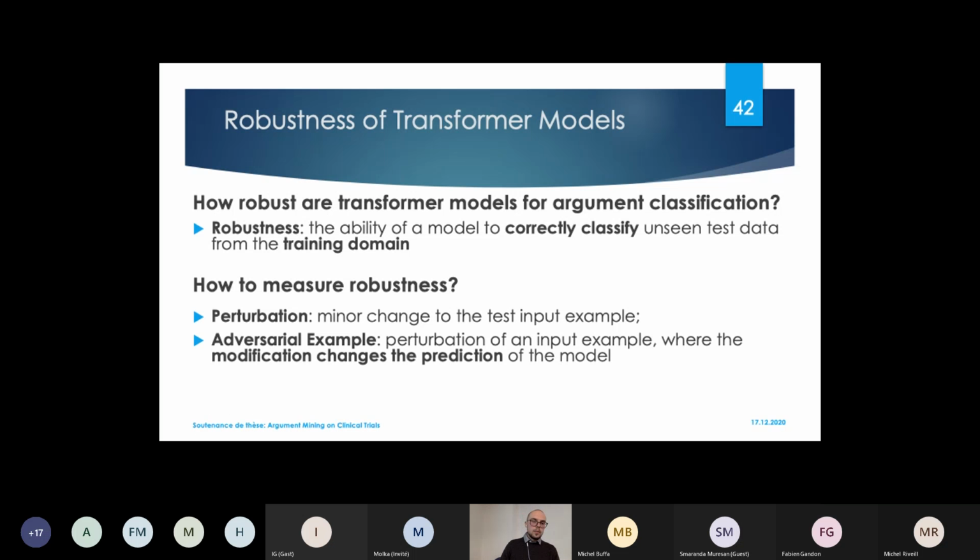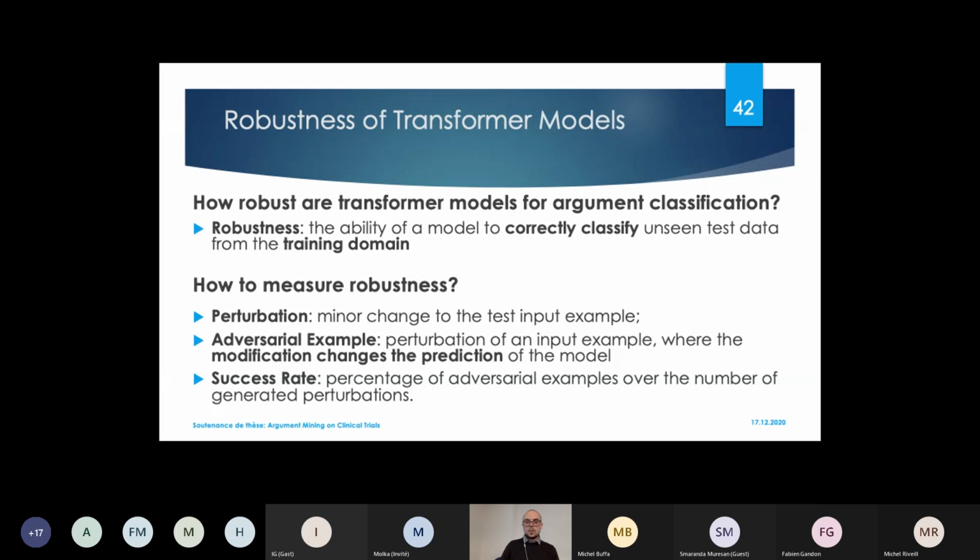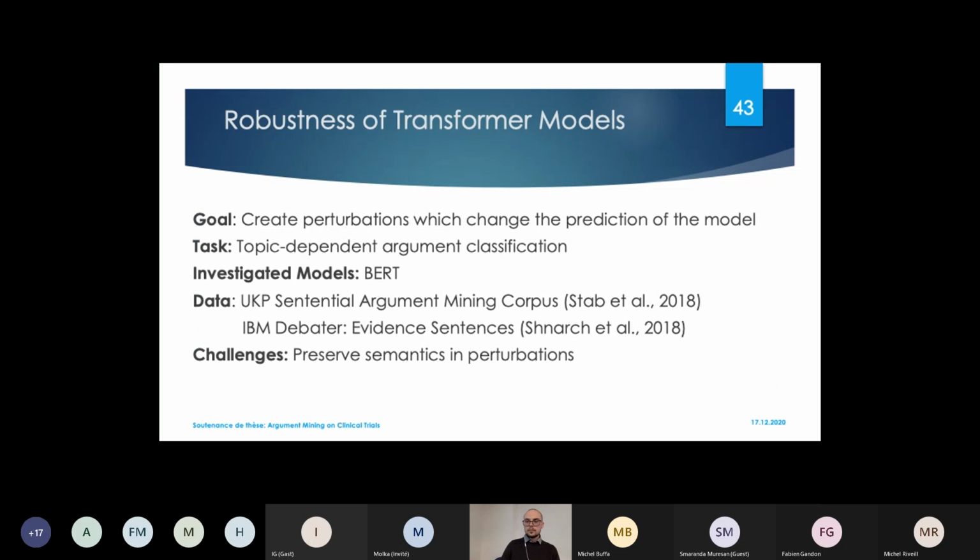And so if the perturbations actually change the prediction of the model, they are called adversarial examples. The measurement for this is the success rate, which is the number of successful attacks, so the percentage of adversarial examples over all the generated perturbations.